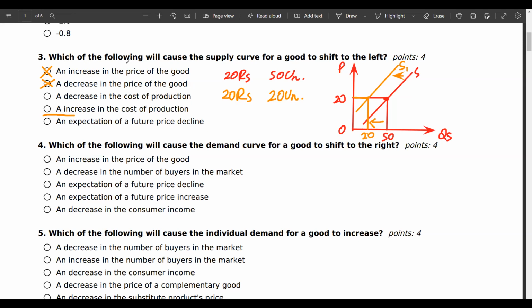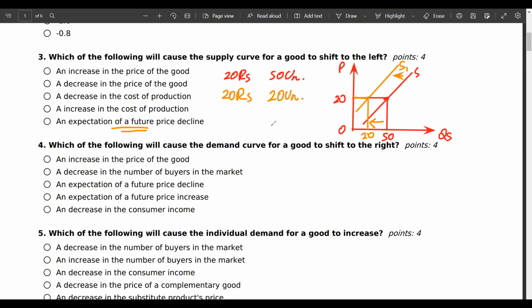An expectation of a future price decline. If there is an expectation of the price going down in the future, the producer would think, okay, next week the price is going to drop, so today itself I want to sell as much as possible. Whatever they have stored, they will bring everything to the market and try to sell it off.